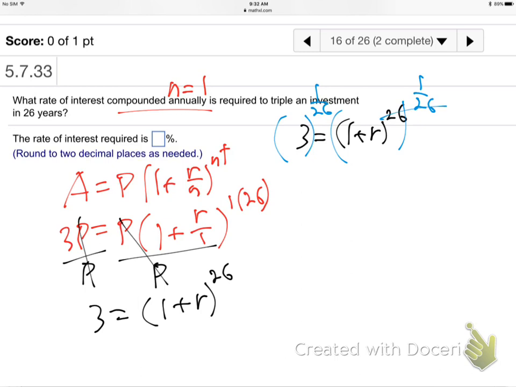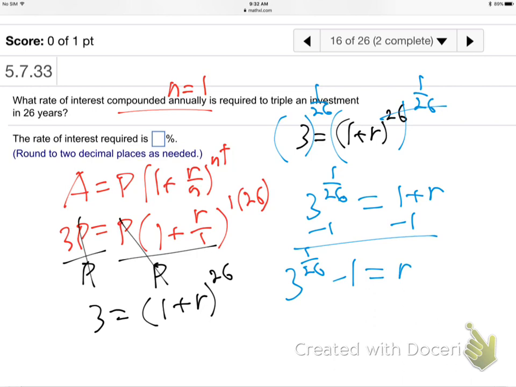All right, so that cancels out. So 1 + r = 3^(1/26). Good? All good to there? Then just subtract that 1. So 3^(1/26) minus 1 is r, and then hit the buttons on the calculator. And we get 0.043159... blah, blah, blah.